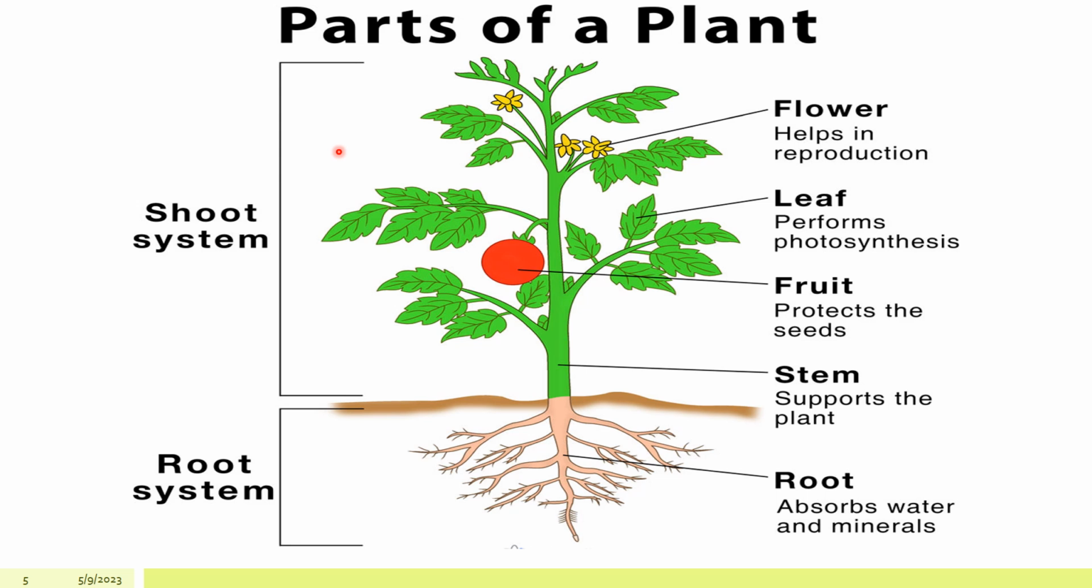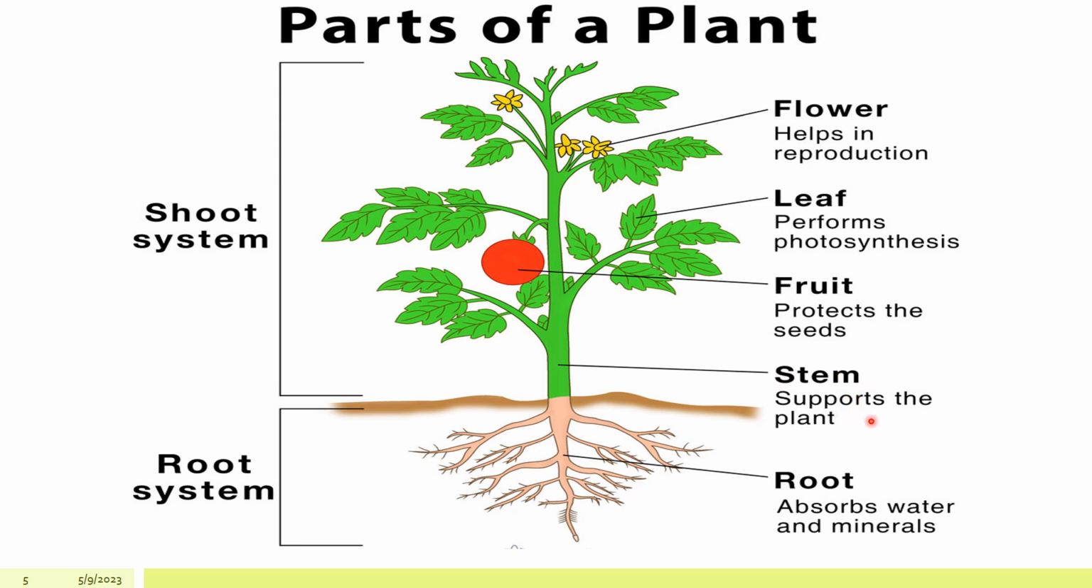So we have two basic parts of a plant: the shoot system, which is above the ground. आप देख सकते हैं, this is the soil. Soil के ऊपर का जो part है, the part above the soil is the shoot system, and the part below the soil is the root system. So let us start from the bottom. The first part is root, a very important part. It supports the plant, holds the plant in the soil, and also plays the function to absorb water and minerals from the soil, right?